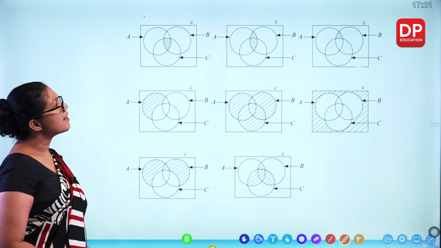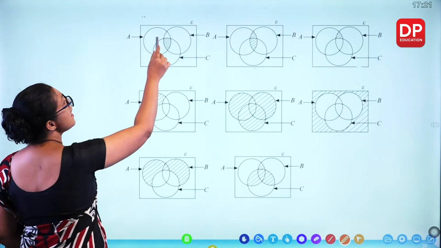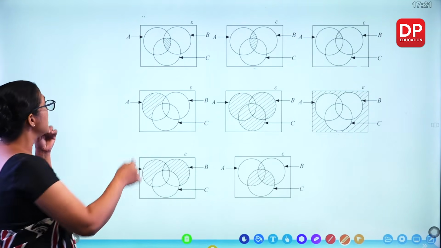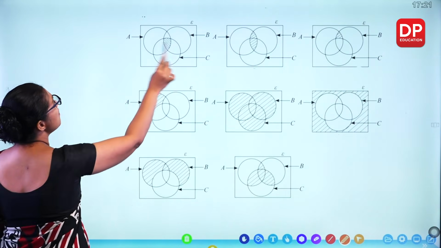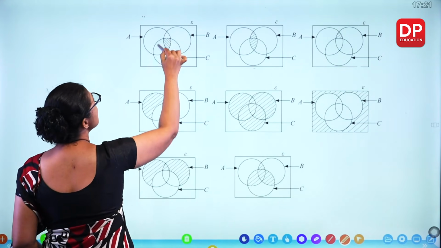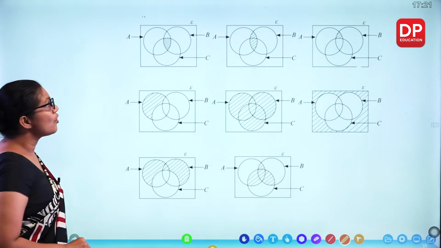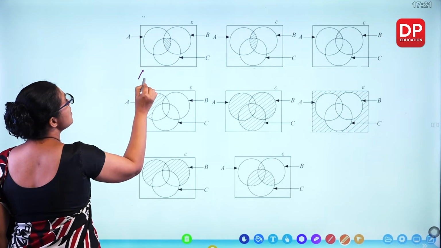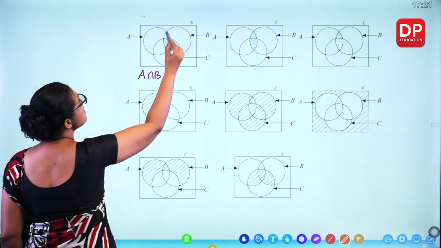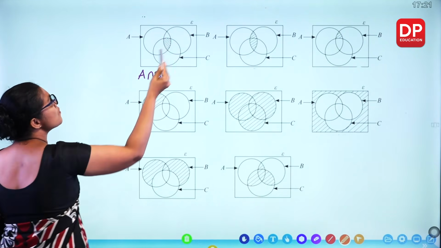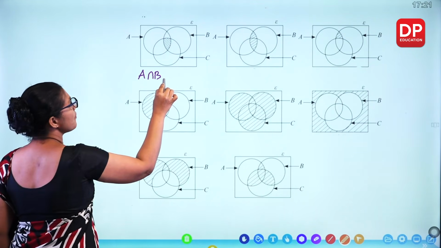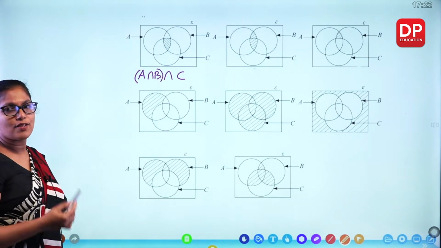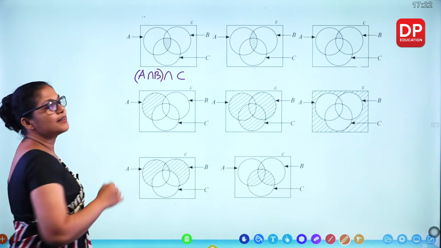Now look at all these diagrams. You need to identify the shaded region now. So you have to write down the set notation. So what do you think about this part? You have given A, B, C. So this is only this part, not the whole A intersection B. So we can take A intersection B is this part now and intersects with C as well. So you need to get A intersection B intersection C. So that's the region here.